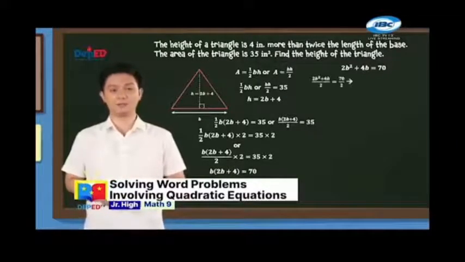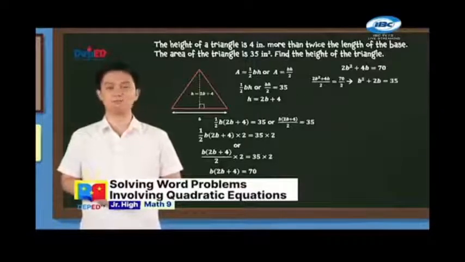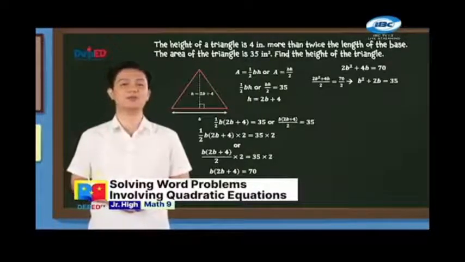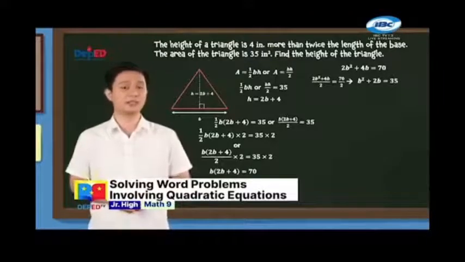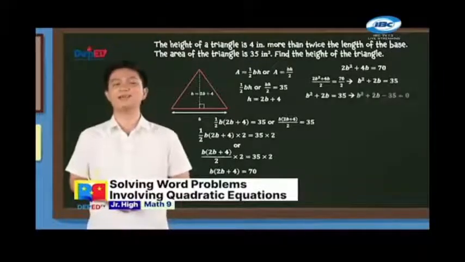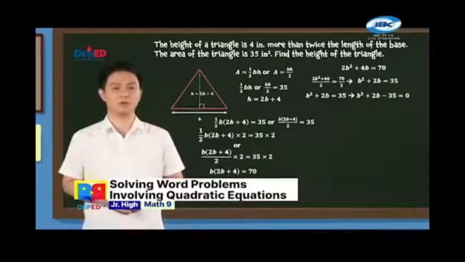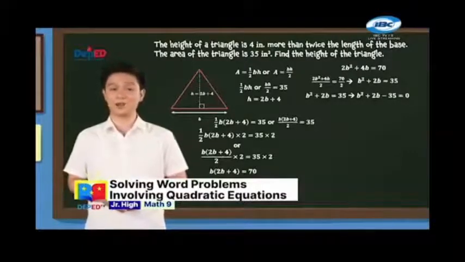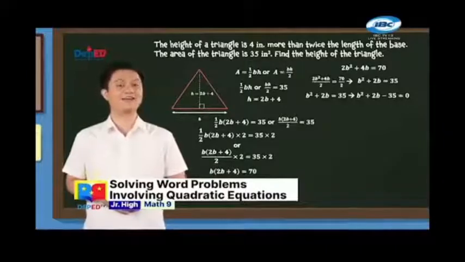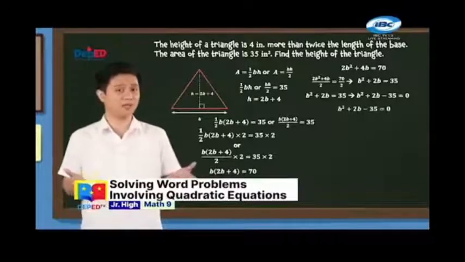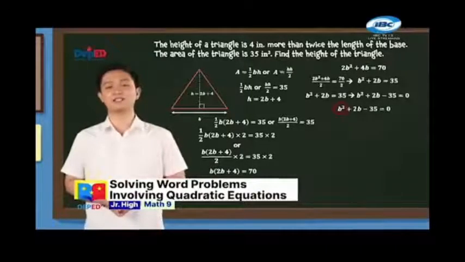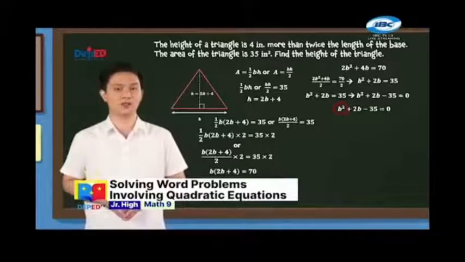So, dividing both sides of the equation by 2 should produce the equation b squared plus 2b equals 35, which can be written in standard form as the equation b squared plus 2b minus 35 equals 0. And this equation can be solved also by factoring. Why? The leading coefficient, or the coefficient of b squared, is 1, the invisible 1.